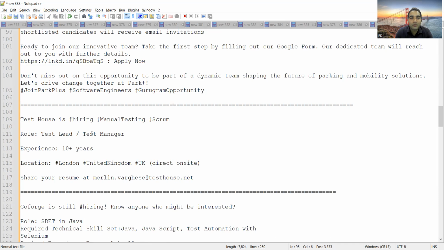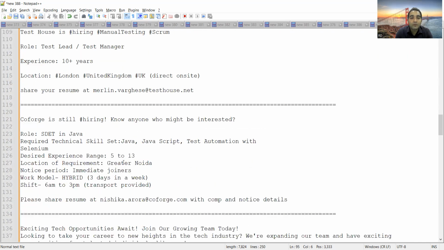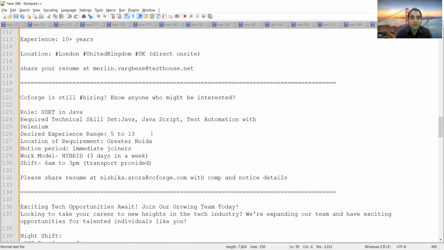Then Test House is looking for test leads or test managers, experience 10+ years, manual testing, Scrum. Location is London, UK. And then Coforge is looking for SDET in Java. They are looking for Java, JavaScript test automation with Selenium, 5 to 13 years of experience. Location is Greater Noida. Work model is hybrid, 3 days in a week. And shift would be 6 a.m. to 3 p.m.